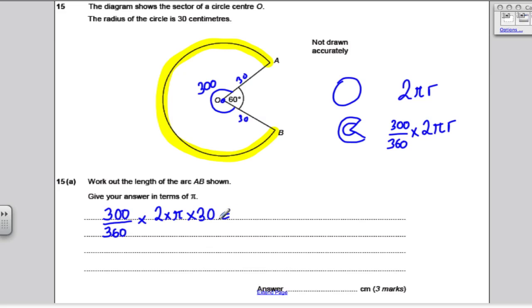Okay, working that all out there, 300 divided by 360 times 2 times 30. And it says leave your answer in terms of pi, so leave the pi in it. You get, when you do this, 50 pi. And that is the arc length AB, 50 pi.